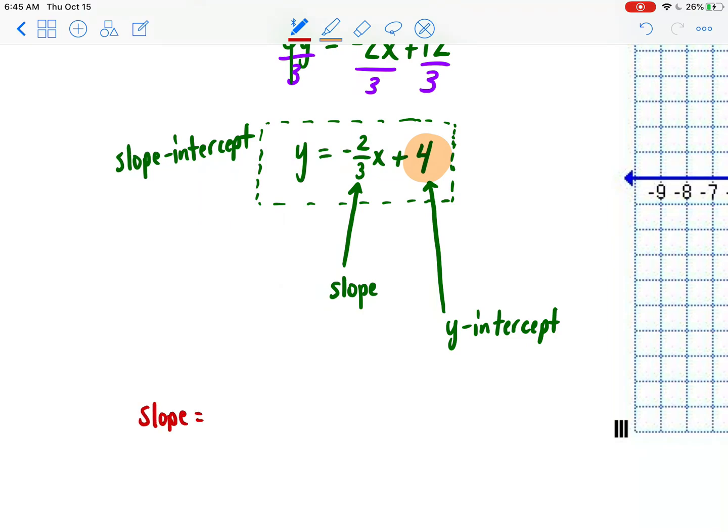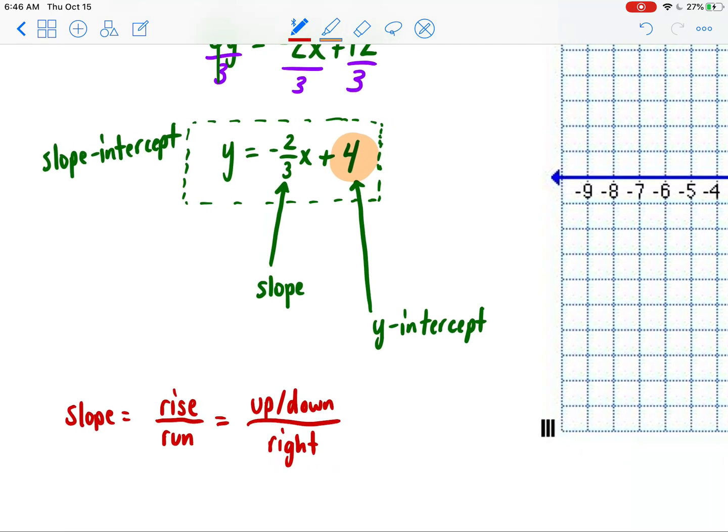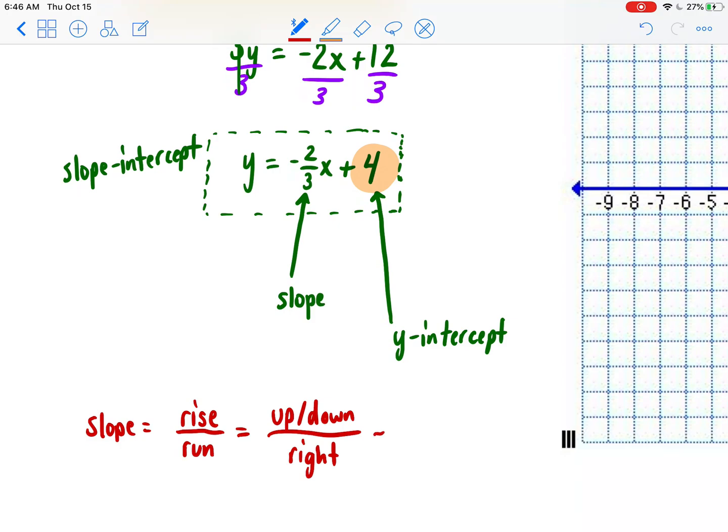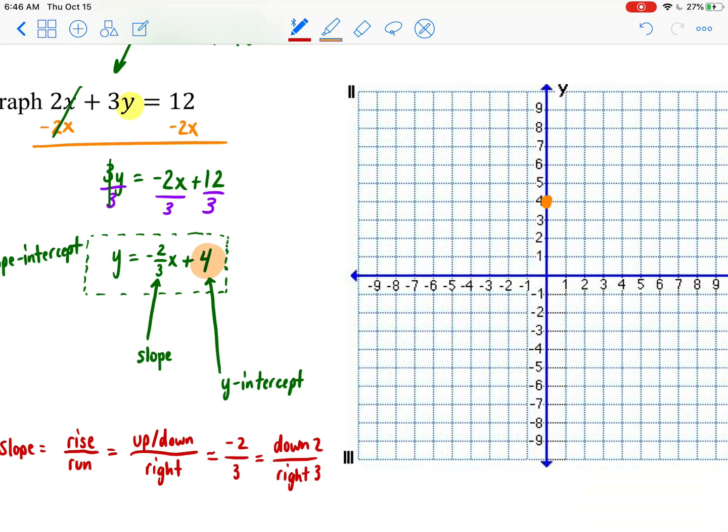Slope is equal to the amount that you're rising divided by the amount that you're running. So in other words, it's the up or down over how far you're going to the right. Okay? So what this is saying here is -2/3, which we would translate as down 2, right 3 for this specific slope. So what I'm going to do is count here down 2, right 3. And then I would put my new point right there.